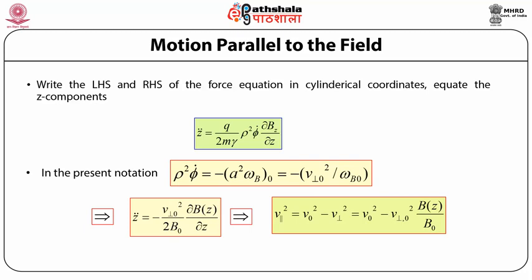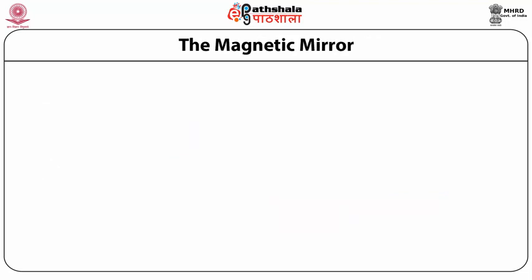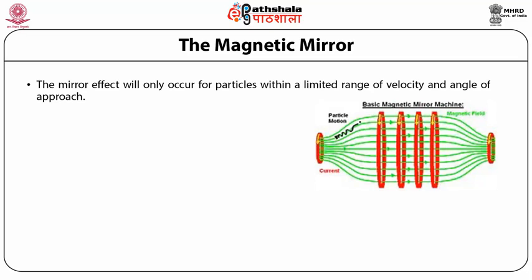So this implies v parallel squared equals v0 squared minus v perpendicular squared, which equals v0 squared minus v perpendicular0 squared into Bz by B0. The magnetic mirror. The mirror effect will only occur for particles within a limited range of velocity and angle of approach. As we have seen above, a magnetic mirror is a configuration of magnetic field lines in which a charged particle is reflected from a region of high magnetic field to low magnetic field.